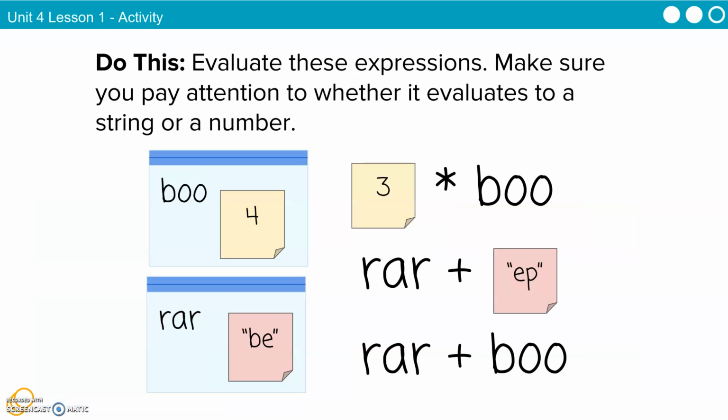Let's see what happens here. You're going to help me do this one. So if we have in this variable boo the number 4, and we want to then say 3 times boo, what do we end up with?